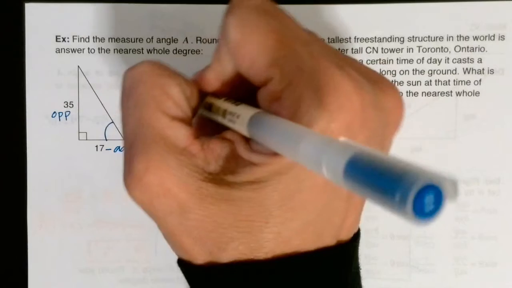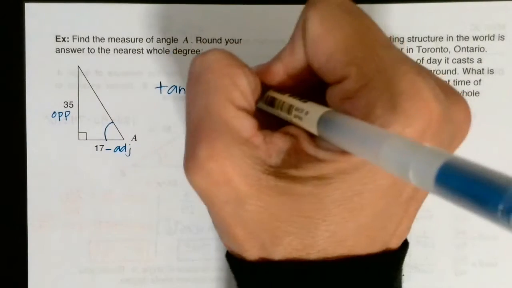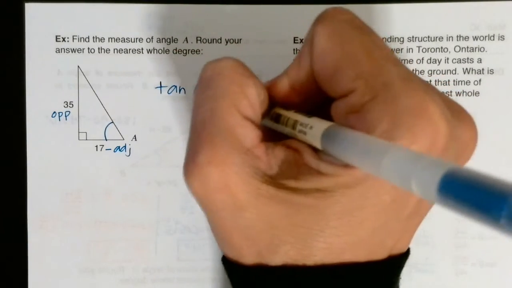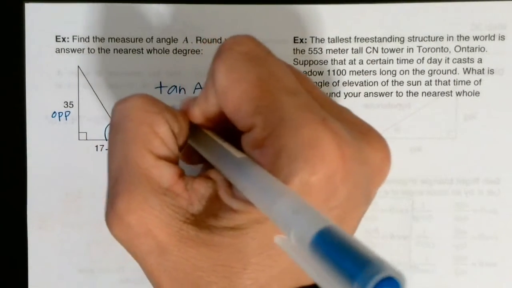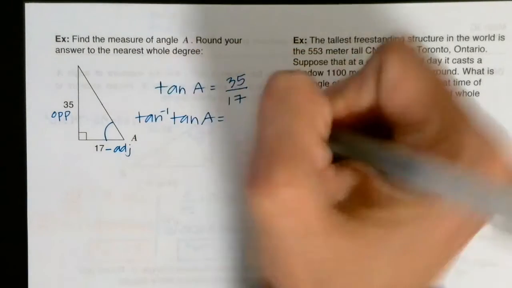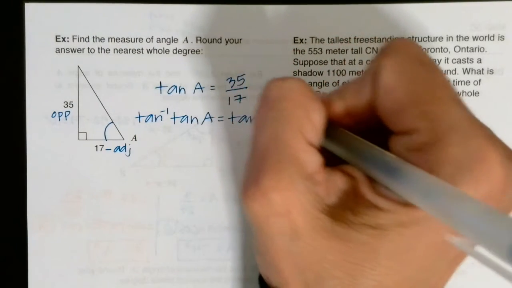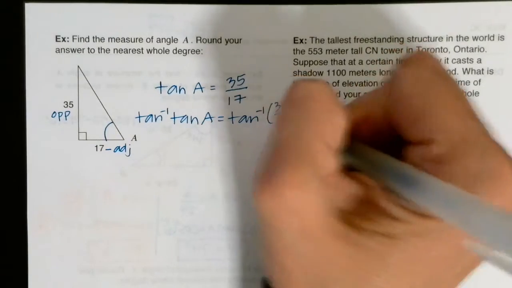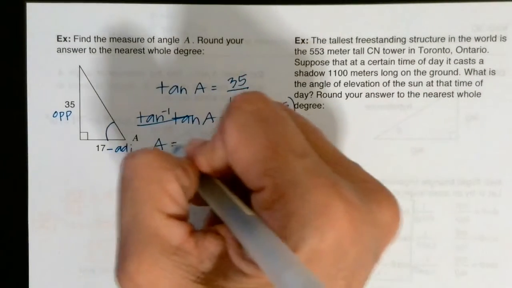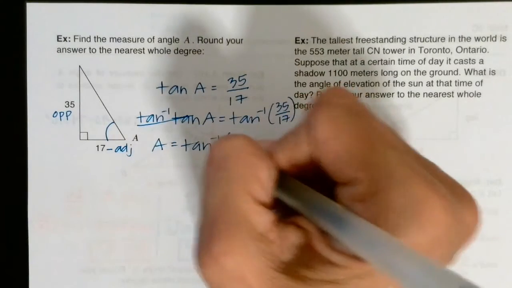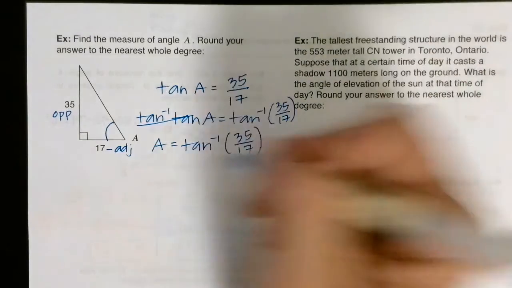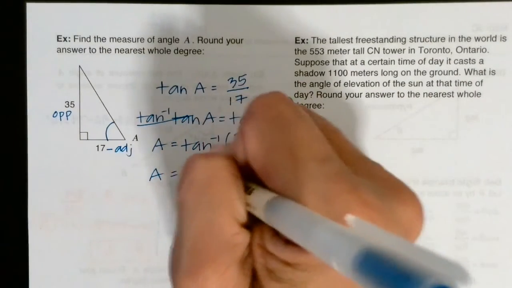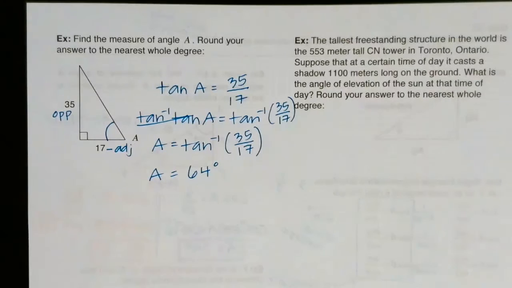So this is going to be the tangent of A equals opposite over adjacent. Just make sure that you fill that in properly. Inverse tangent: A equals the tangent inverse of 35 over 17. Those undo each other. A is the tangent inverse of 35 over 17. That's me plugging it into my calculator, and then when I do that, I get 64 degrees. Cool.